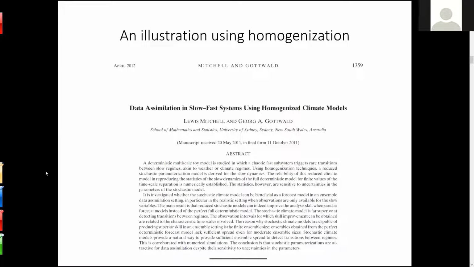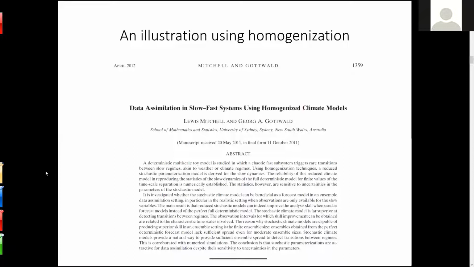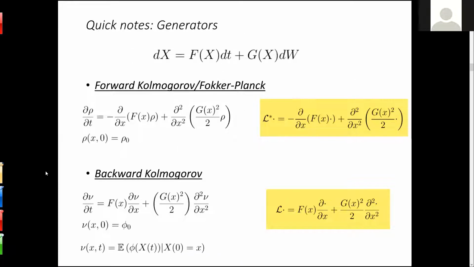Now the example that I will use will come from this paper. This paper is on data assimilation in a slow-fast system. So it does more than homogenization. It analyzes data assimilation in the reduced model. But this one is a simple model, so that's why I want to use the model in this paper. Just a quick note, because we will use this one.